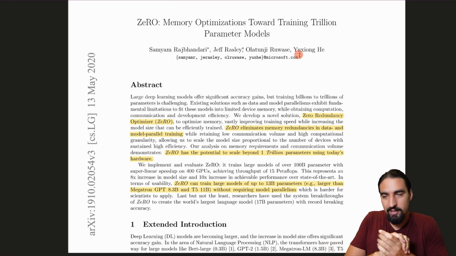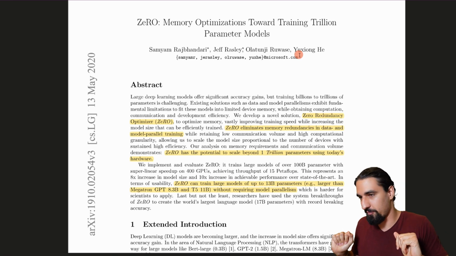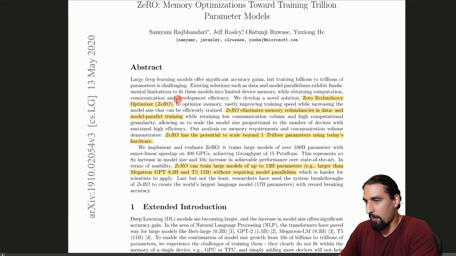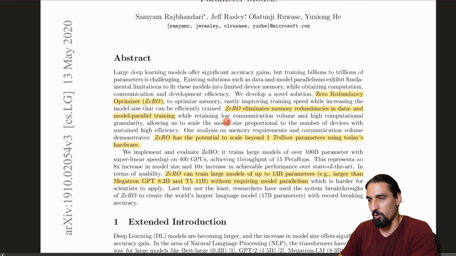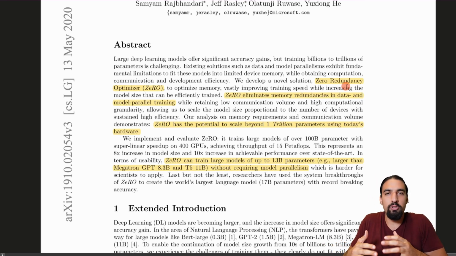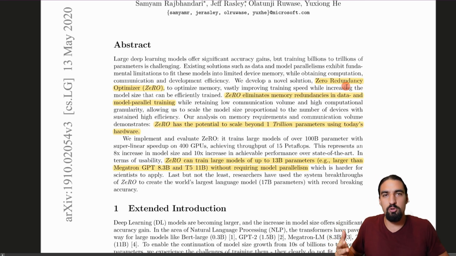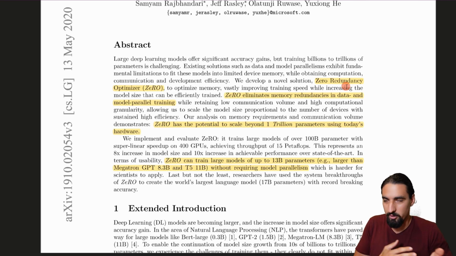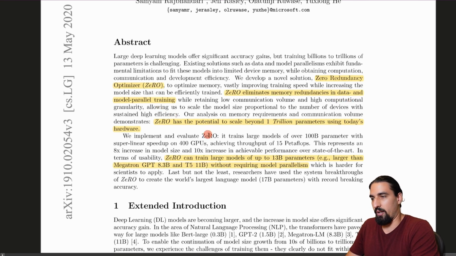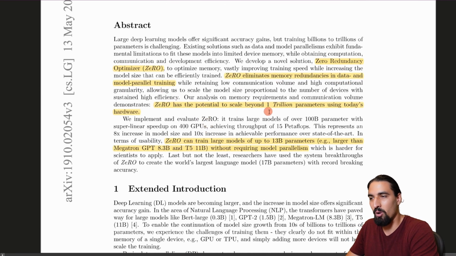Okay, I love this paper. Let's go through it step by step. Let's think step by step. ZeRO Redundancy Optimizer, that's what the acronym stands for. We'll see why ZeRO redundancy. They reduce all of the redundancy when it comes to model states and residual states. We're gonna see what those are, but that's the idea. ZeRO eliminates memory redundancies in data and model parallel training. ZeRO has the potential to scale beyond 1 trillion parameters using today's hardware.